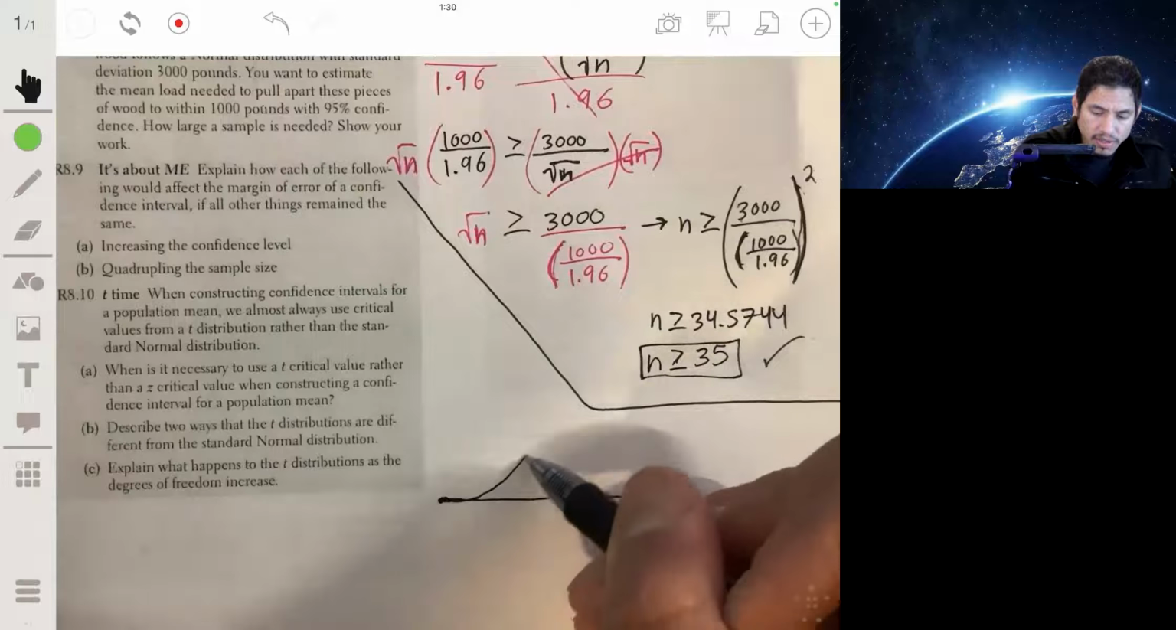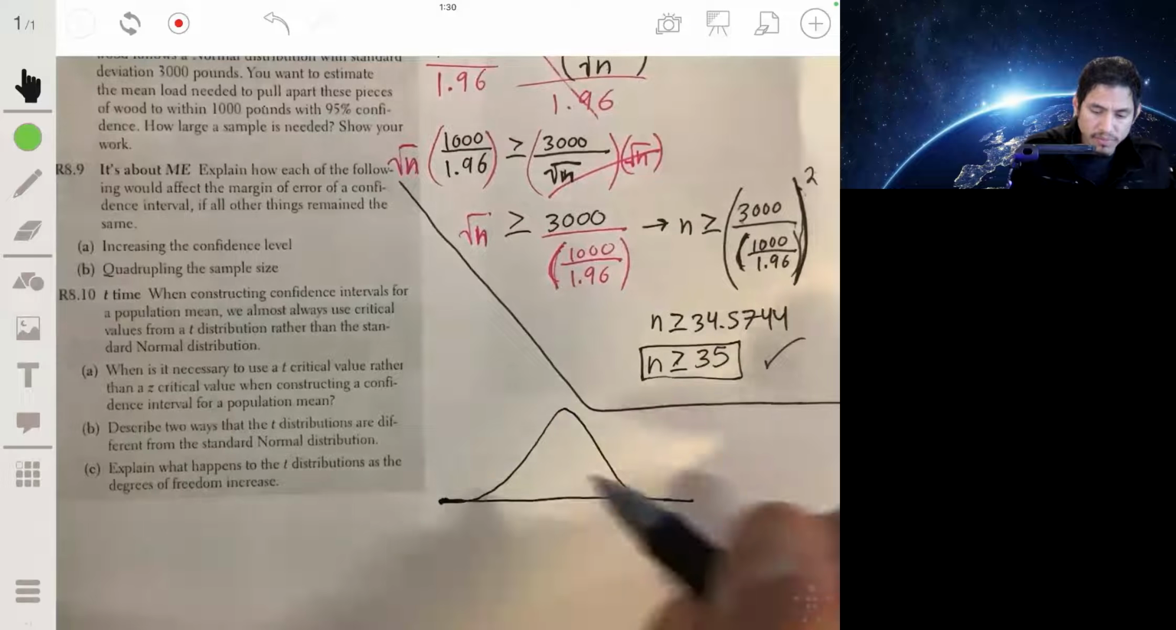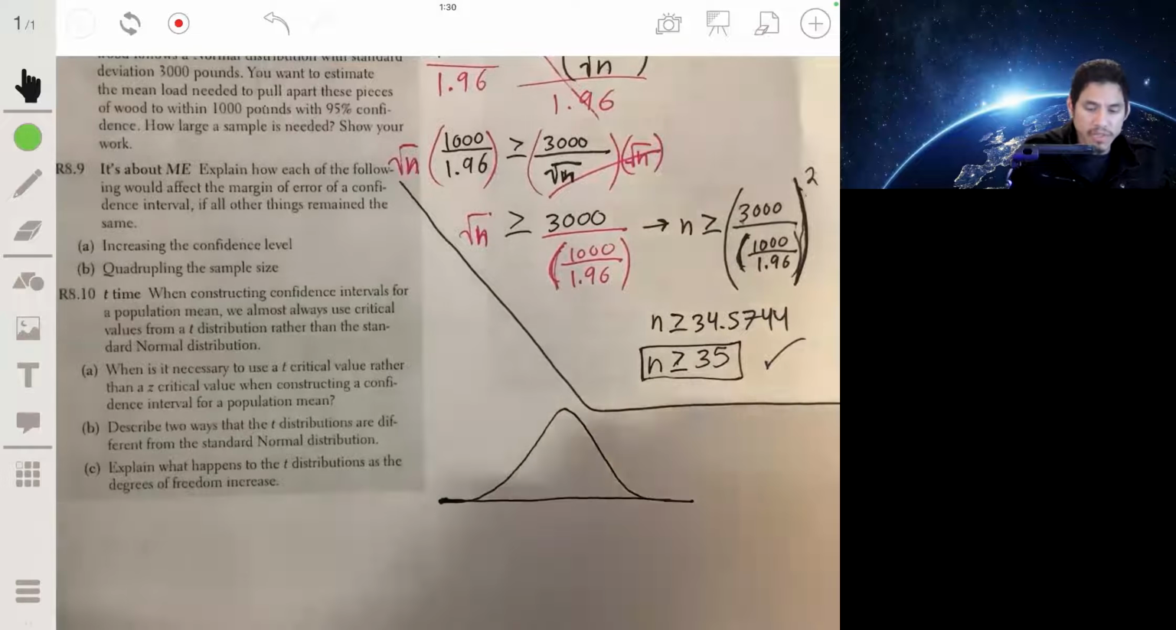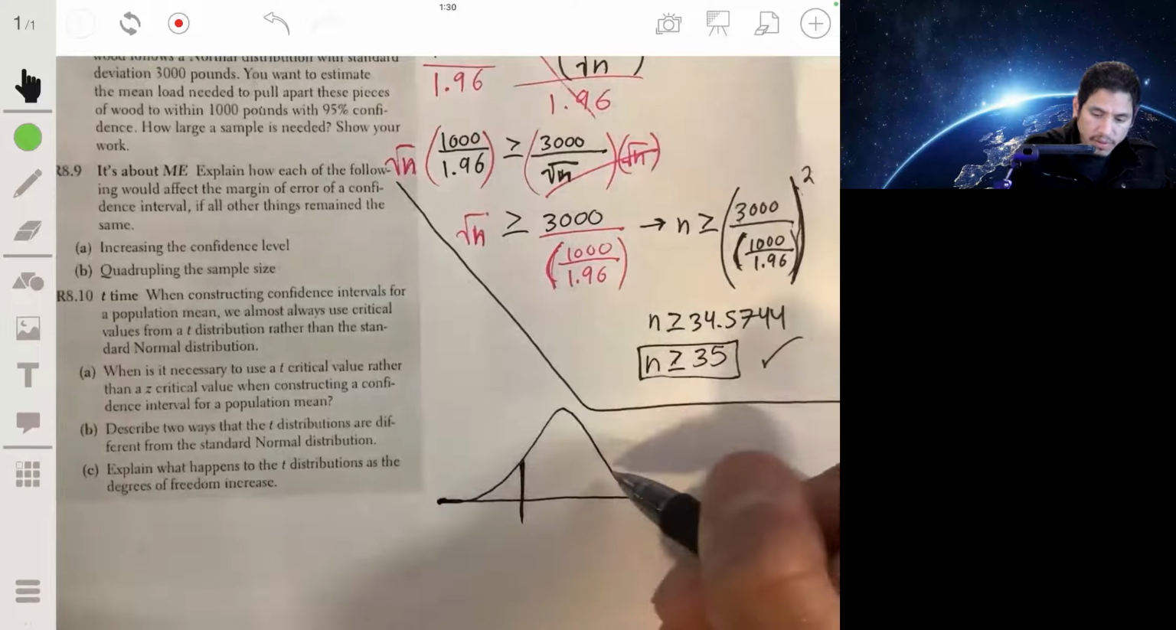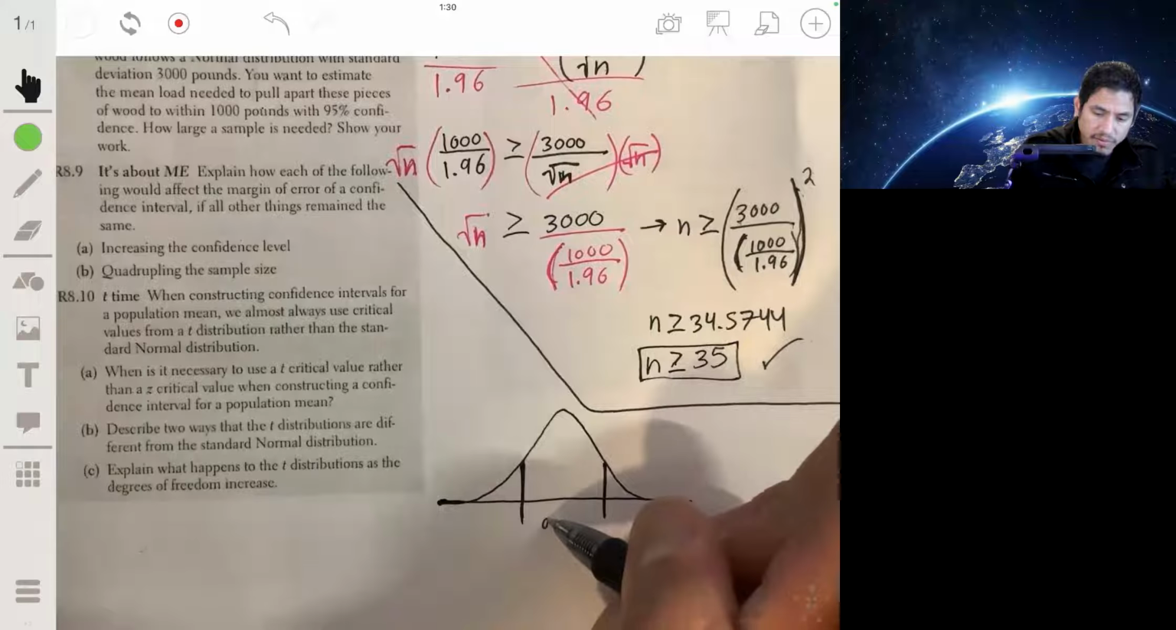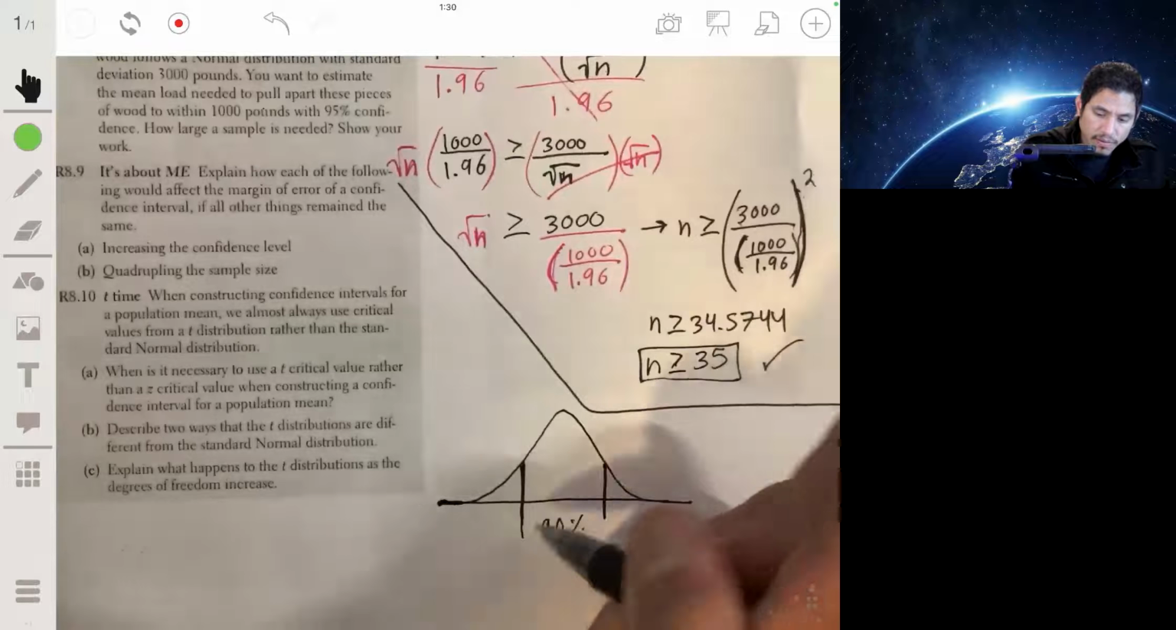So let's look at a normal distribution. Let's say we're looking at a 90% confidence interval. So that'll be from there to there.